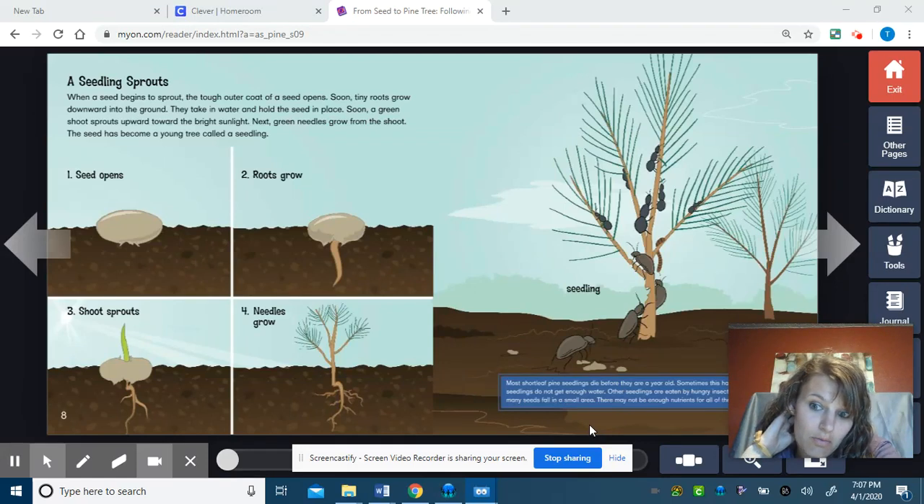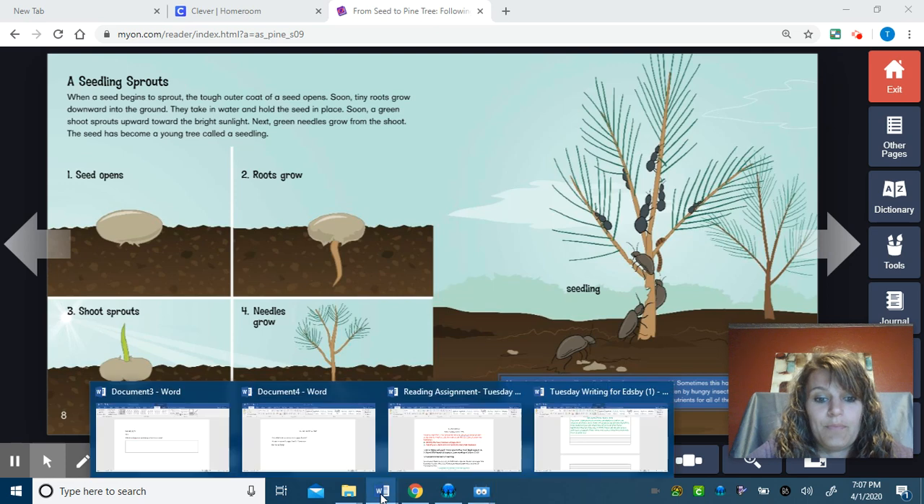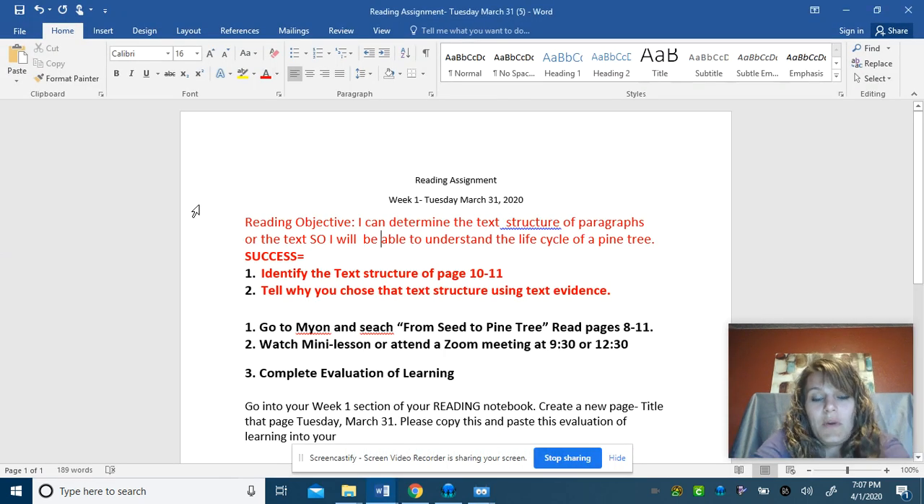So let's go through Tuesday's reading lesson because I forgot to share it on Edsby with you guys. Our objective for today is that we are going to be determining text structure of paragraphs or a text. So you as a student should be able to understand the life cycle of a pine tree.